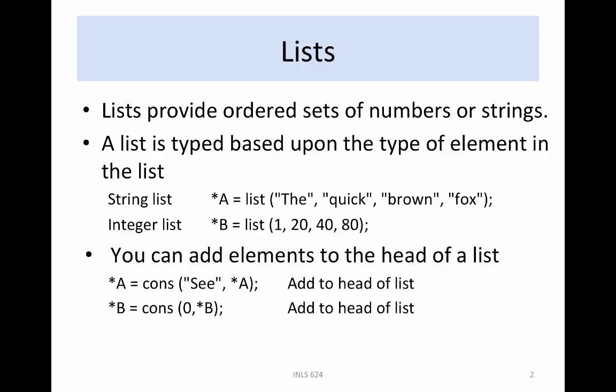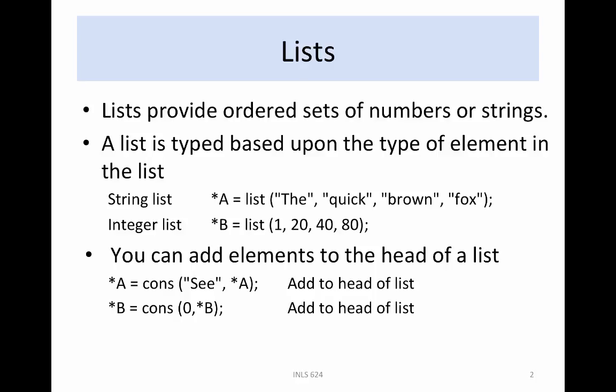A string list has elements that are strings. For example, *A = list("the", "quick", "brown", "fox") is used to create a string variable *A that contains a list of words. Note that each word is enclosed in double quotes. An integer list has elements that are integers. For example, *B = list(1, 20, 40, 80) creates an integer list *B that contains 4 numbers.